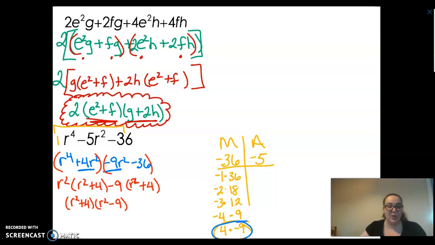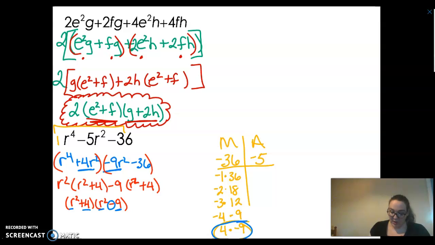Now, I didn't circle it because we are not done. R squared plus 4, r squared minus 9. The reason why I say we are not done is because I'm going to look here. Hey, look, I have a perfect square and a perfect square. Oh, but that one has a plus in the middle, so I can't do any further. But this one here has a perfect square with a difference right there.